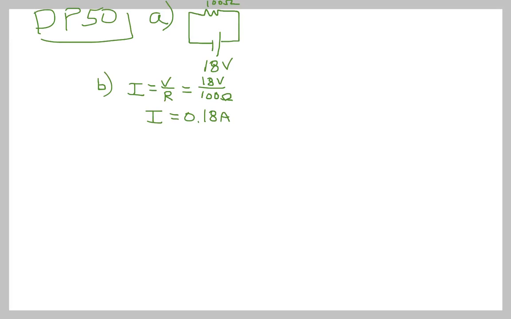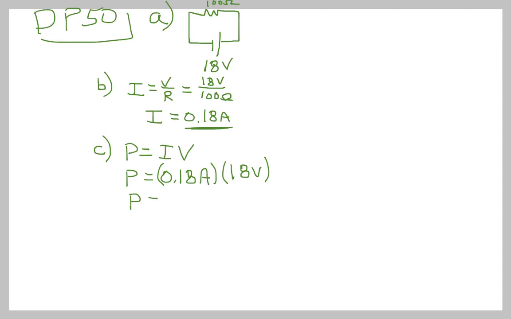Part C asks us to find the power consumed by the resistor, and so we use the power equation. P is equal to IV, and subbing in for that, we know from the above problem that the current is 0.18 amps, and the voltage in this circuit is 18 volts. So we can go ahead and solve that out, and that comes out to about 3.2 watts.